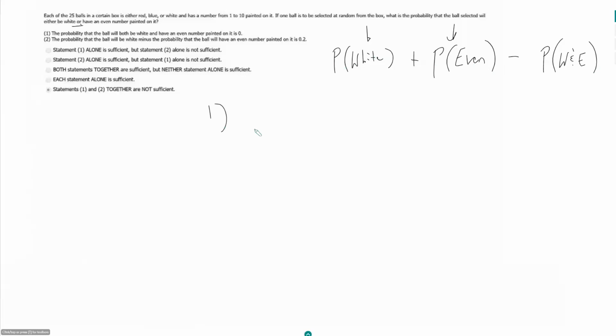So we need this plus this minus this. Statement 1, the probability that the ball will be both white and have an even number painted on it is 0. Okay, so this changes our question to: we need the probability of a white ball plus the probability of an even ball, and then minus 0. So we still need to know something about these. Insufficient.